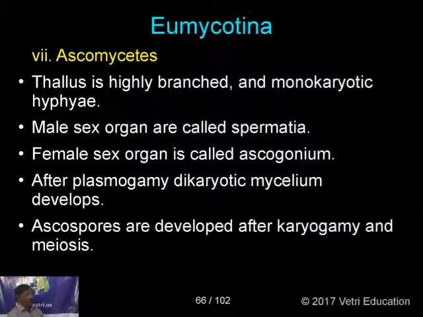Ascospores are developed after karyogamy and meiosis. After that, what happened? The ascus is developed. That ascus has two nuclei, and those two nuclei fuse and a diploid nucleus is formed. Later the diploid nucleus undergoes reduction division and forms haploid ascospores. Ascospores are developed inside the ascus.